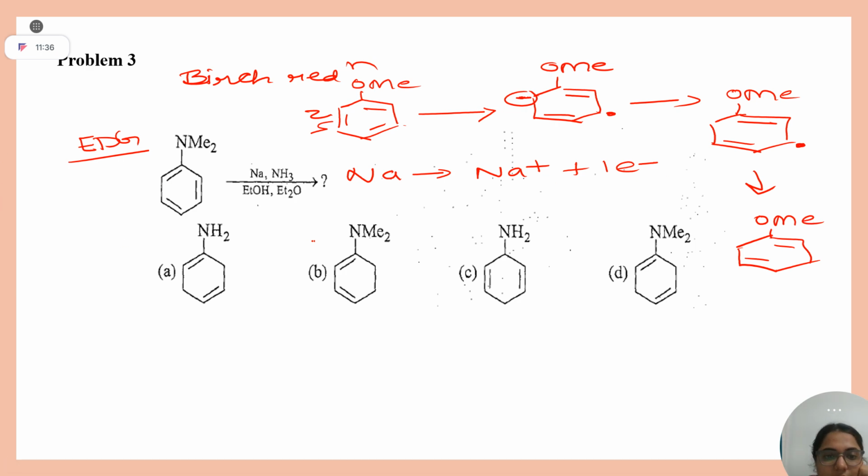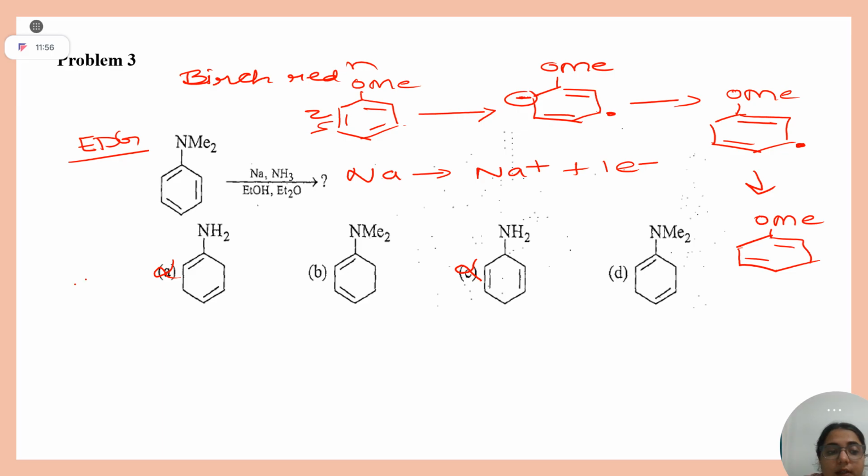So what will you get here among A, B, C? A and C you can eliminate by looking at the options only. Why? Because Birch reduction has nothing to do with this NMe2 group. Yes or no? Right? Now the only options remaining are B and D.